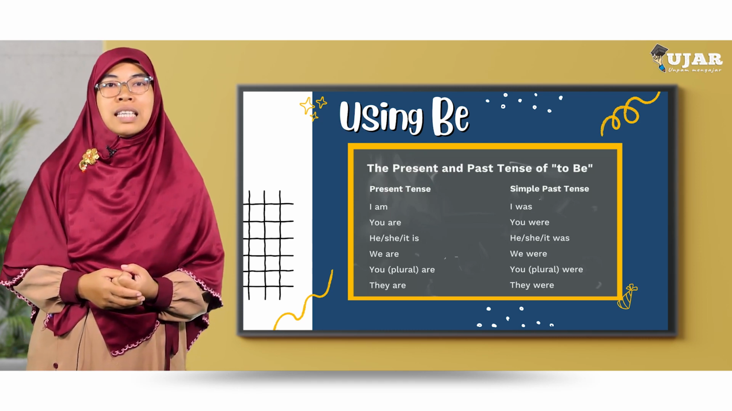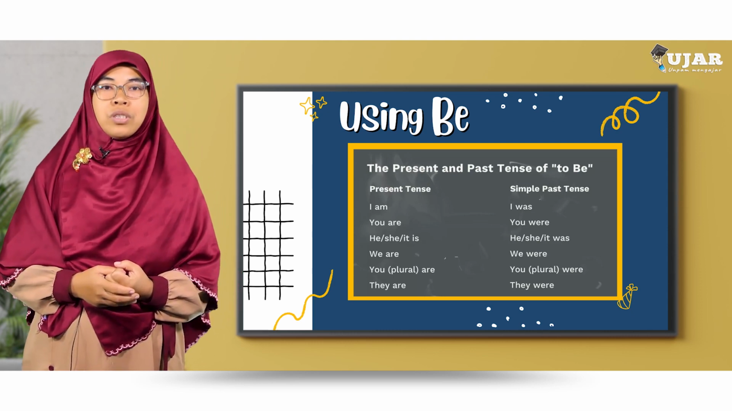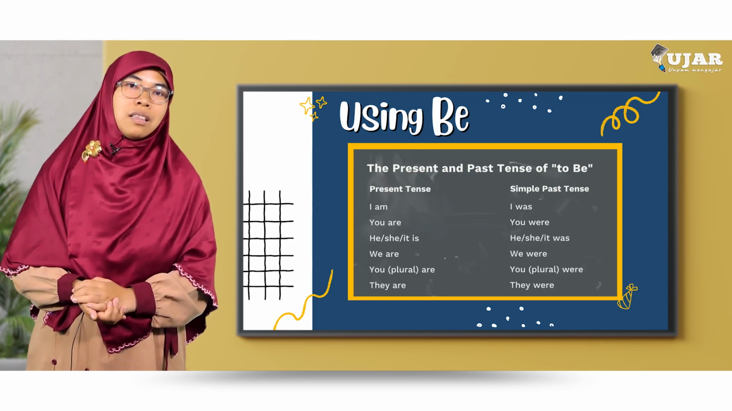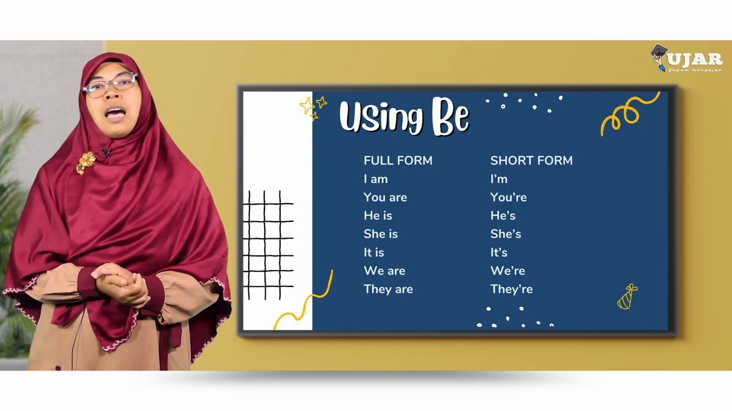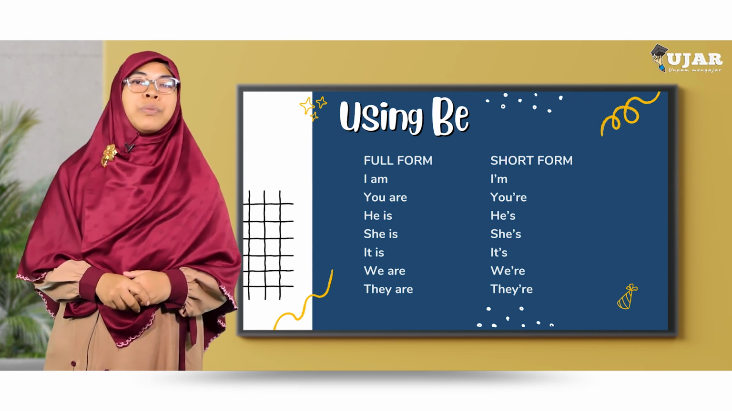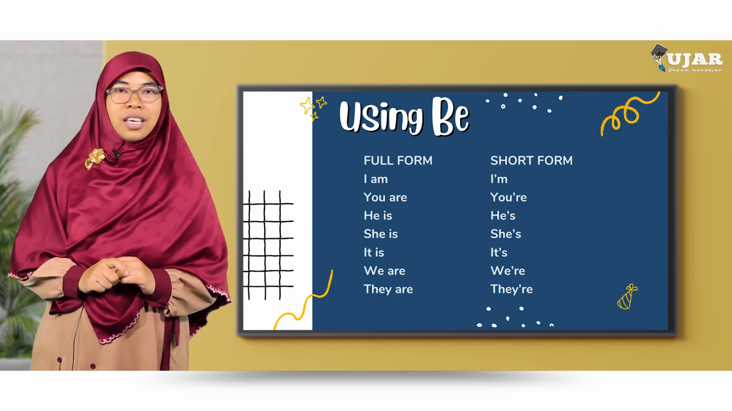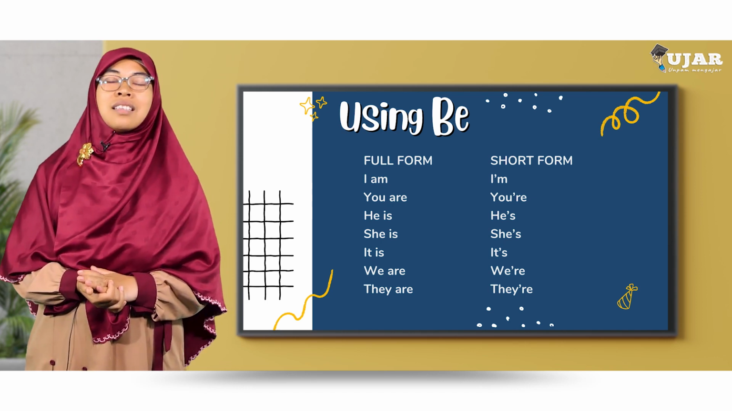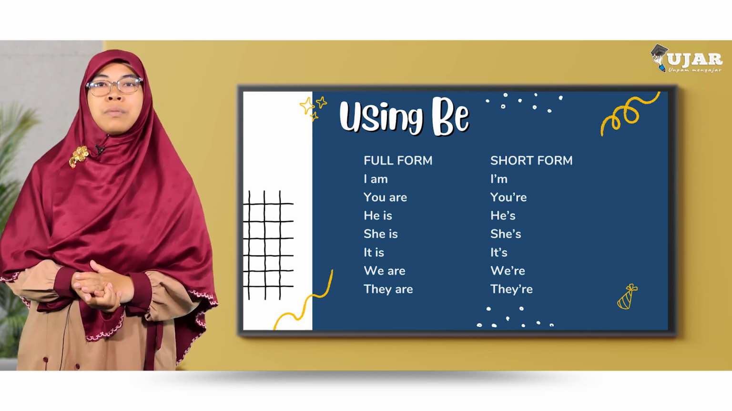Further, contraction can be applied when writing sentences using be in present, both in positive or negative sentences. Contraction means that two words are pushed together using apostrophe. I am becomes I'm. You are becomes you're. They are becomes they're. We are becomes we're. He is becomes he's. She is becomes she's. It is becomes it's.